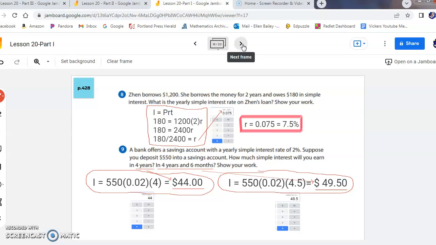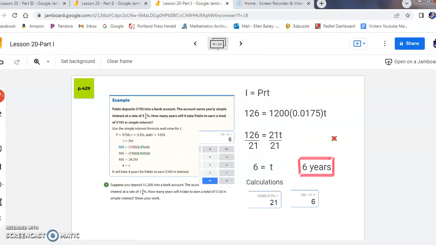All right, let's take a look next at page 429. You can see here, there is an example. Pablo deposits $750 into a bank account. The account earns yearly simple interest at a rate of 3.5%. How many years will it take Pablo to earn a total of $105 in simple interest? They're using the formula. This time they're solving for time.